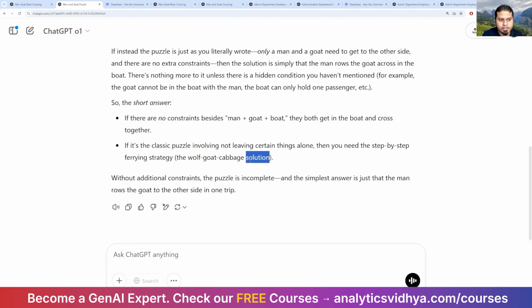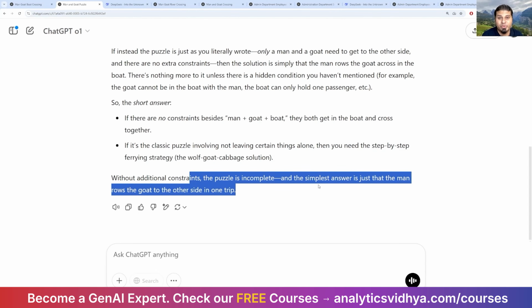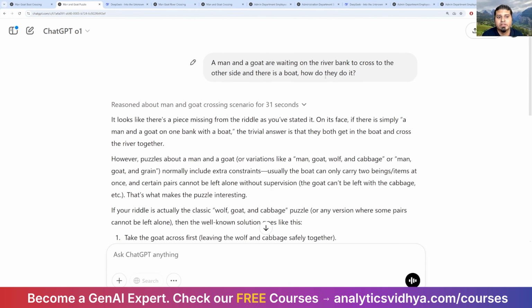So it does get the right answer, but it starts thinking about things which it doesn't really need to, because I was pretty clear in the question. I did not tell it to think about it as a riddle or think about additional stuff.